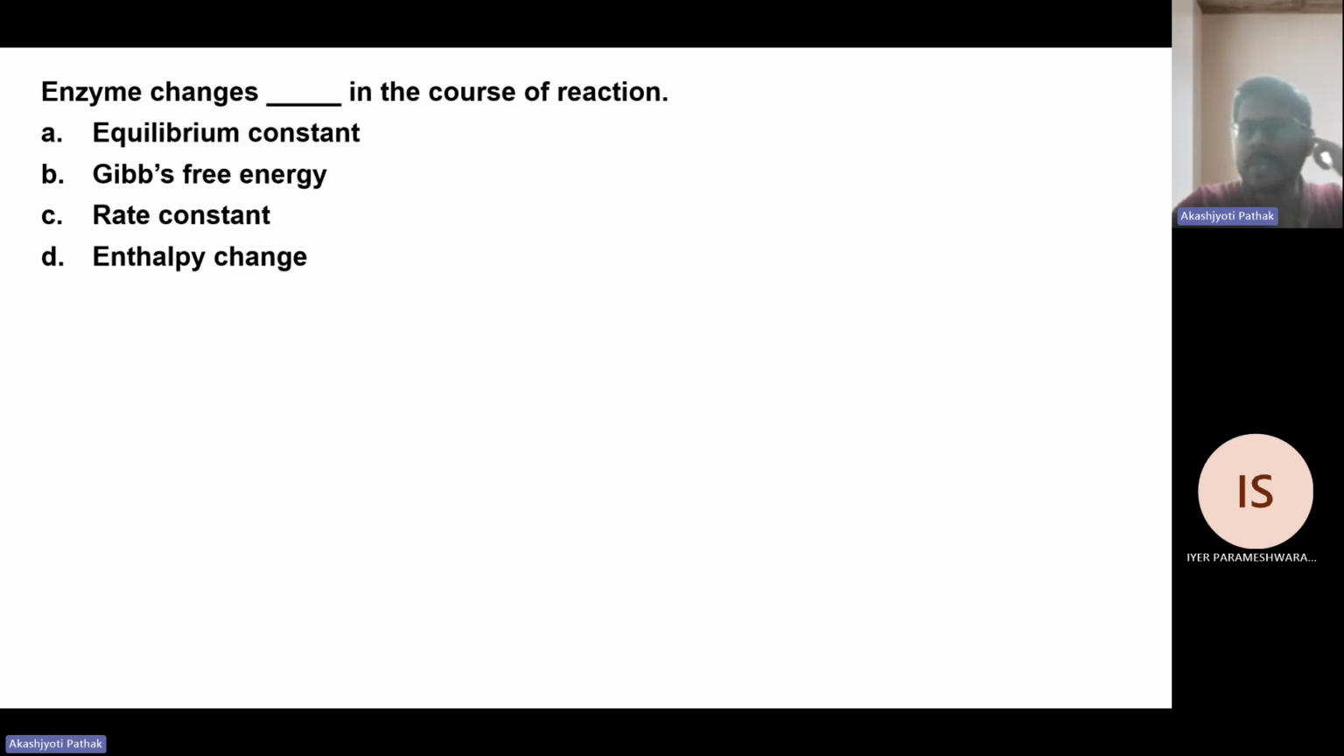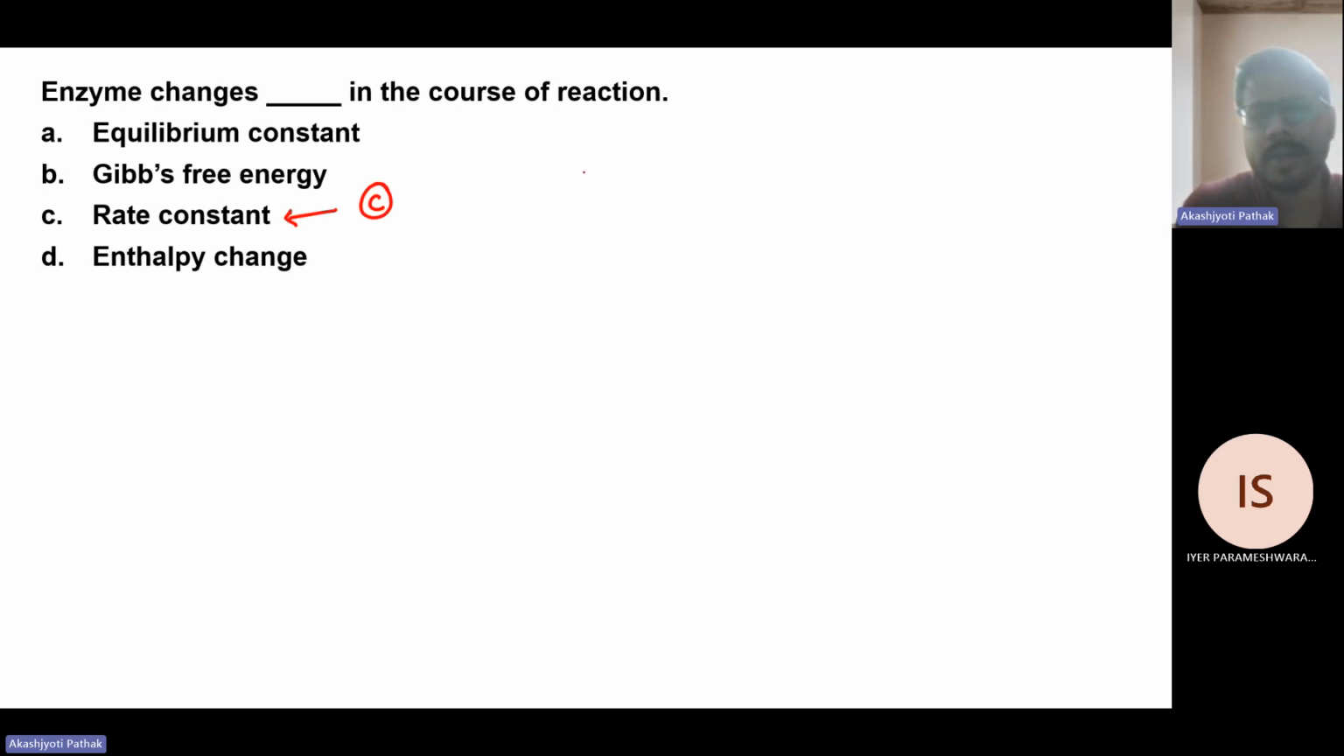Answer this question. Enzyme changes dash in the course of reaction. Rate constant. For which option? C. D you are saying. Rate constant. Answer is option C. Rate constant.